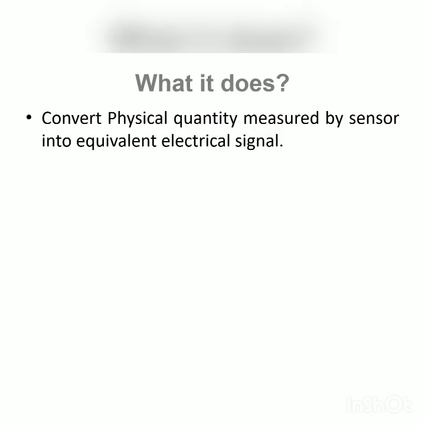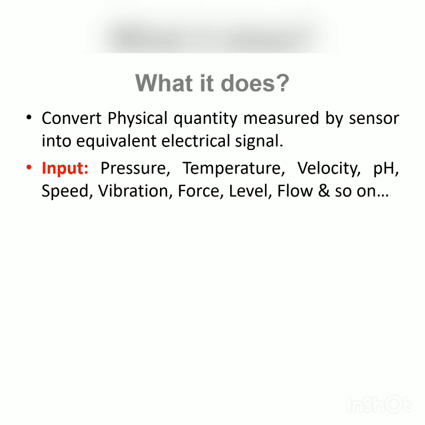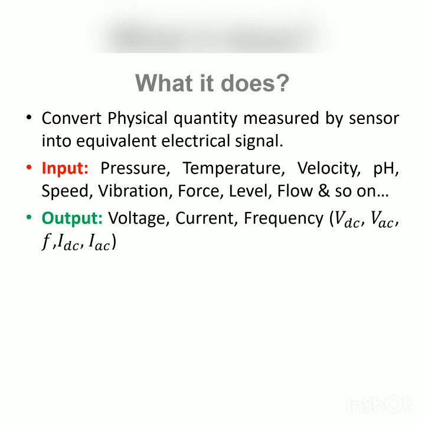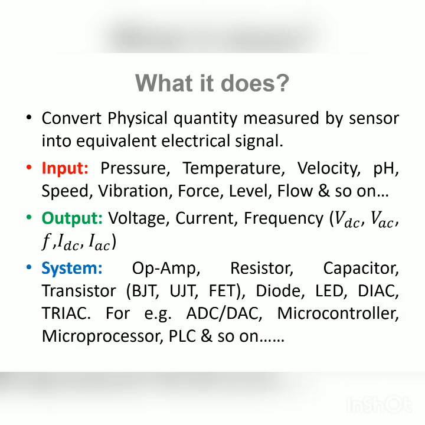Now what does the signal conditioning circuit do? It simply converts the physical quantity measured by the sensor into an equivalent electrical signal. The input may be pressure, temperature, velocity, pH, speed, vibration, force, level, fluid flow, etc. The output depends upon the requirement. It may be voltage, current, frequency. The voltage and current may be AC or DC.